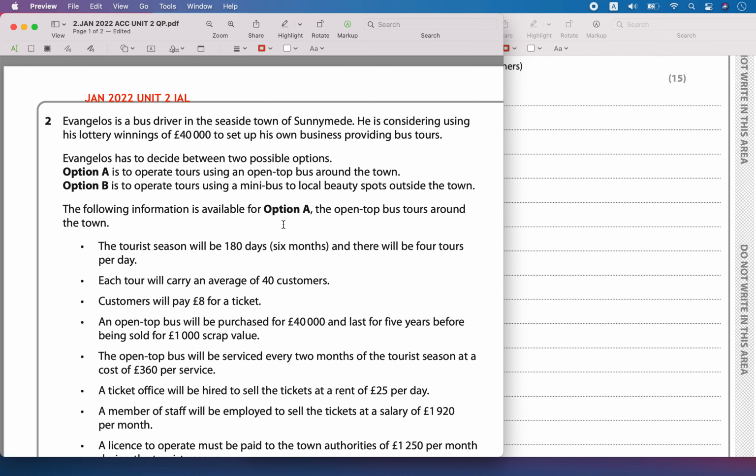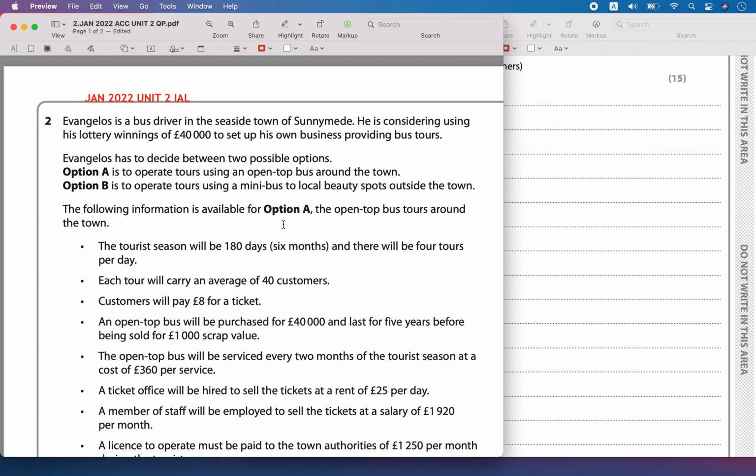He is considering using his lottery winnings of £40,000 to set up his own business providing bus tours. Evangelos has decided between two possible options. Option A is to operate the bus tours using an open-top bus around the town. Option B is to operate tours using a mini bus to local beauty spots outside the town.